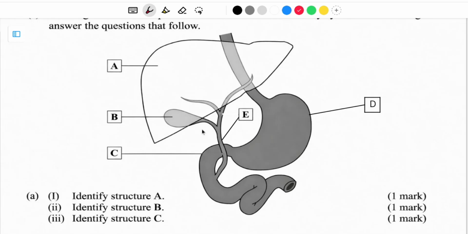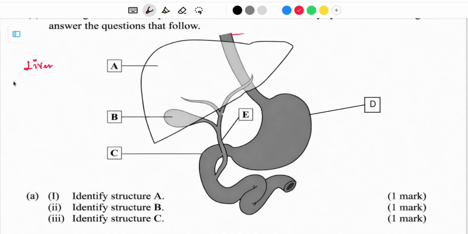So here we have a presentation of the digestive system, which is involving the esophagus, this part here, the stomach, which is D, the duodenum, which is part of the small intestine. Then for the biliary system, it is involving the liver, the gallbladder, as well as the common bile duct. Alright, so let me start by identifying the structure, which is A. So this one is called the liver.